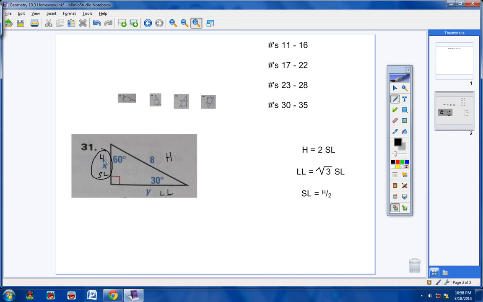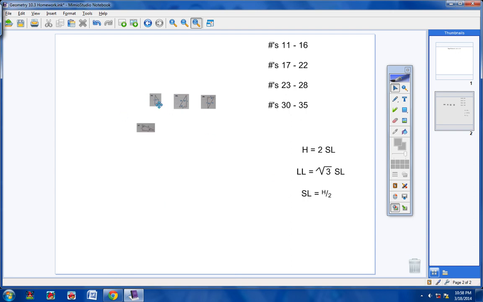So your shorter leg is 4, so take 4 times the square root of 3, and now you have your longer leg, or y, however you want to look at it. Okay? So once again, these formulas only work on 30, 60, 90 triangles, but they're really helpful when you have a 30, 60, 90 triangle.